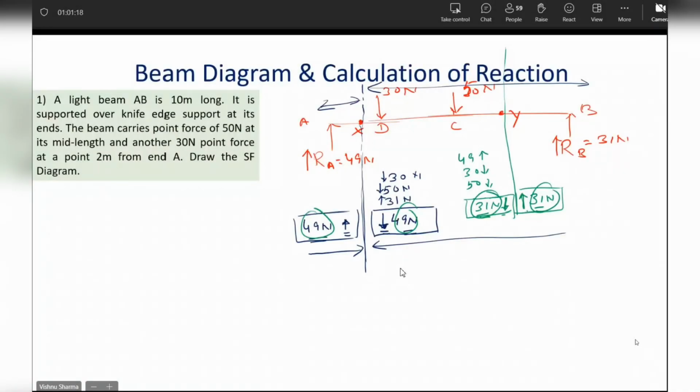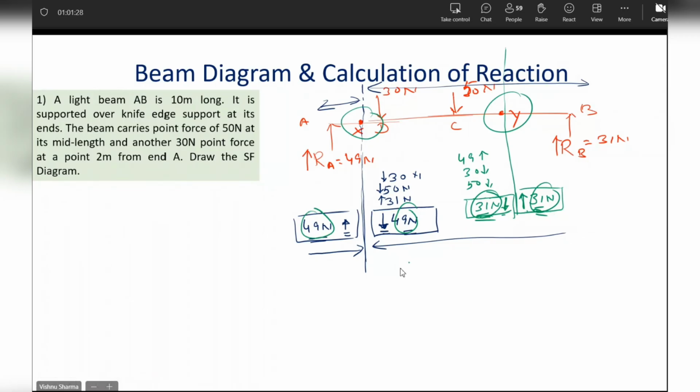Right, sir. So 31 Newton is the braking force at Y, and 49 Newton is the braking force at X. We have just agreed on this: at X, 49 Newton is the braking force. At Y, 31 Newton is the braking force.